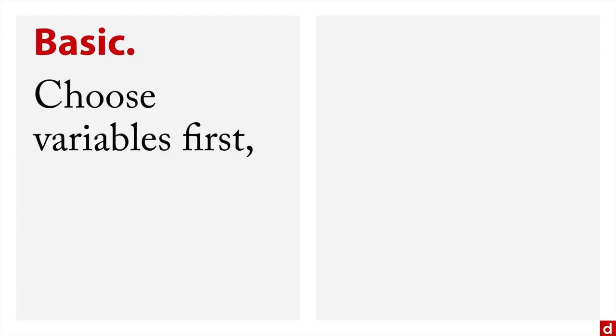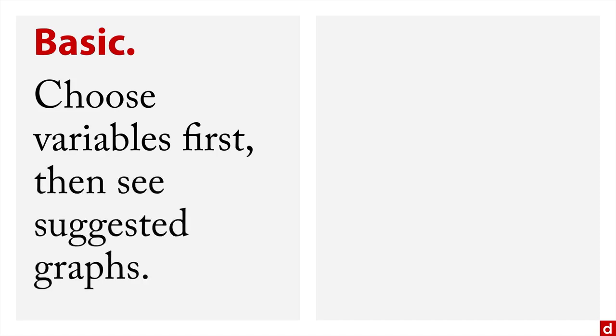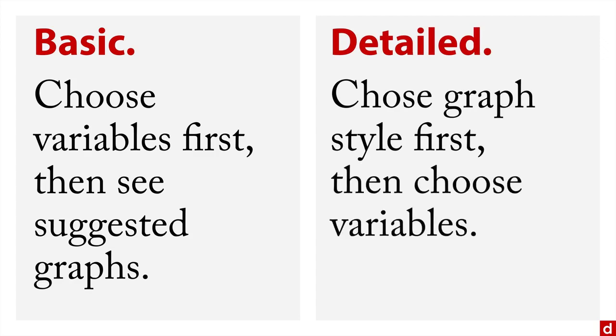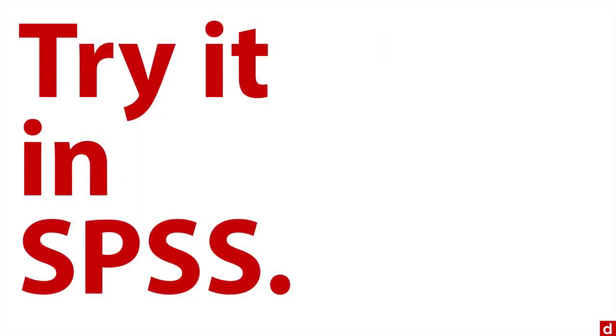And then when you're in the Graphboard templates, you have 2 basic choices. You have basic graphs, and those are where you choose the variables first that you want to graph. And then SPSS will show you suggested graphs. You can see what you want to do with them. There's also an option for detailed, and this is where you choose the graph style first, and then you choose the variables that go into it. Now, these aren't exclusive. You can bounce back and forth between the 2 tabs, and it'll be easiest to see how it works if we just go to SPSS.